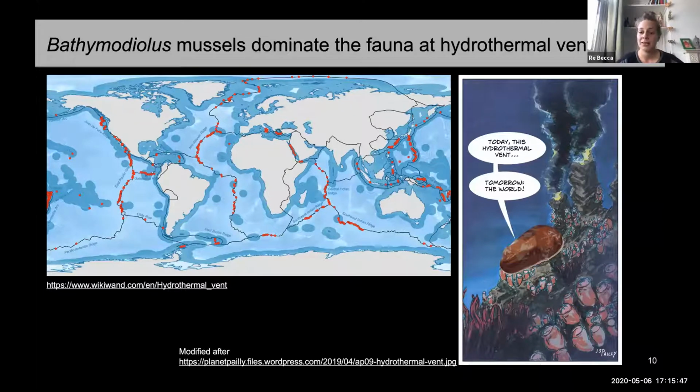And the reason why this is so covered and dominated by so many different types of animals is that these animals have established very tight and intimate symbiosis with microbes that can use this chemical energy instead of sunlight energy in order to produce biomass and sugars that feed the animal hosts and sustain the life at these vents.